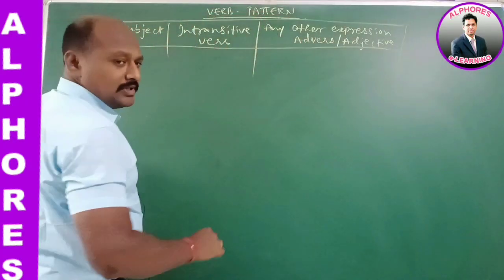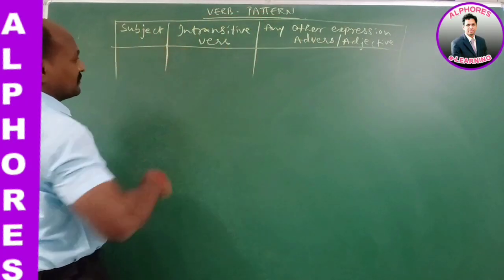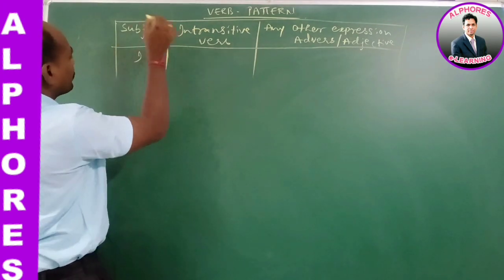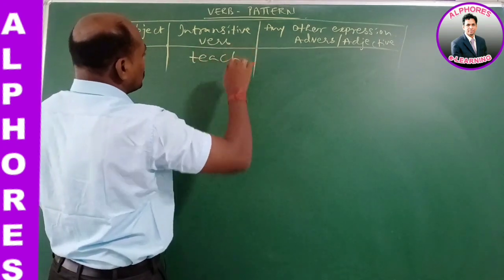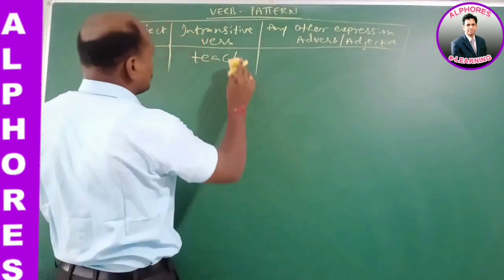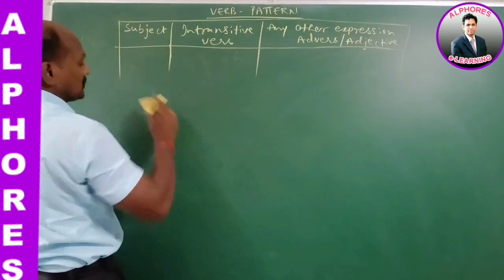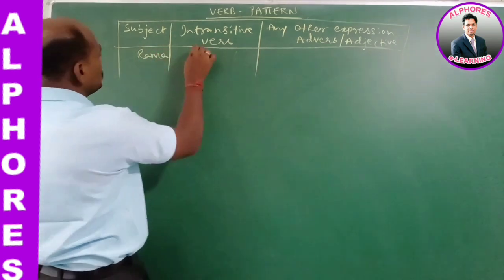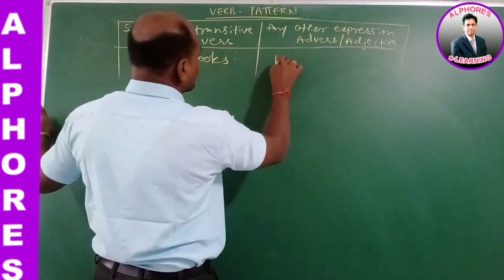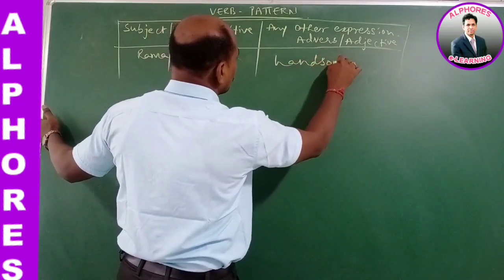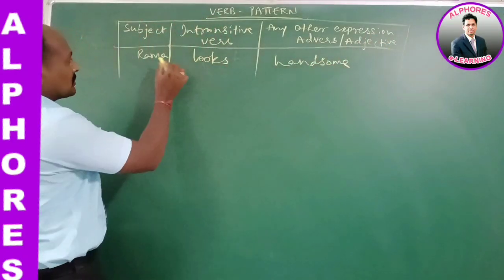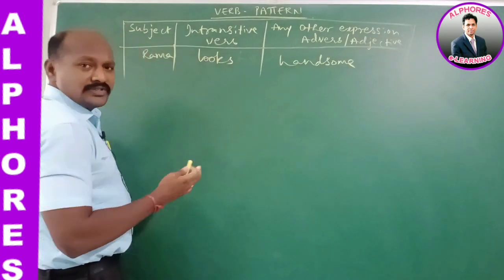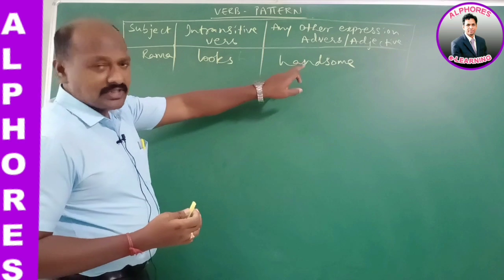Let me give you some examples. I teach. Rama looks handsome. Here, Rama is the subject, looks is the verb, and handsome cannot be an object; it is an adjective.